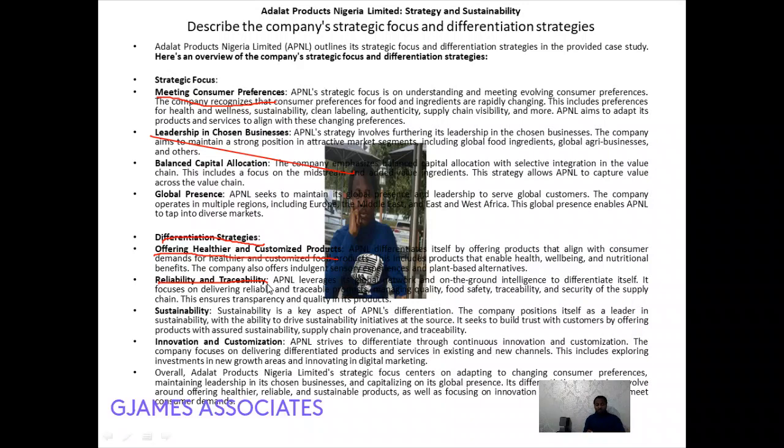Adalat also has strengths and differentiation in innovation and customization. They do their thing in their own way, that when you see it, you notice that this is Adalat's product.